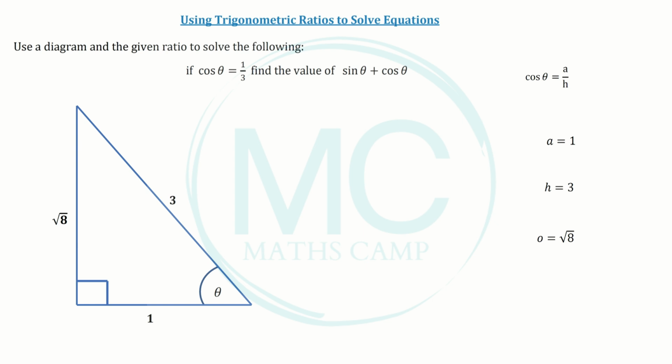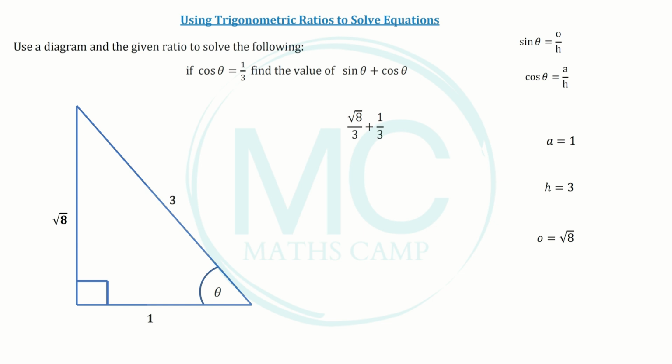Sine theta plus cos theta. We already have the ratio for cos theta. So let's make a note for sine theta, which we know is equal to the opposite over the hypotenuse. And now we can fill in our values. Sine theta is equal to the opposite over the hypotenuse. In this case, O is root 8, so we can say root 8 over the hypotenuse, which is 3. Then we say plus. Cos theta is adjacent over hypotenuse. Adjacent is 1 over the hypotenuse, which is 3.